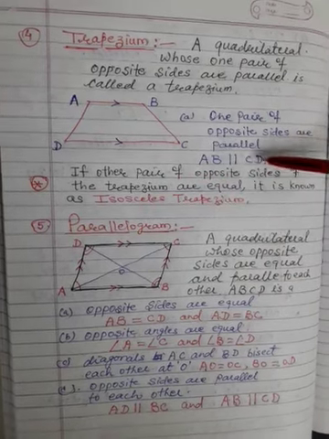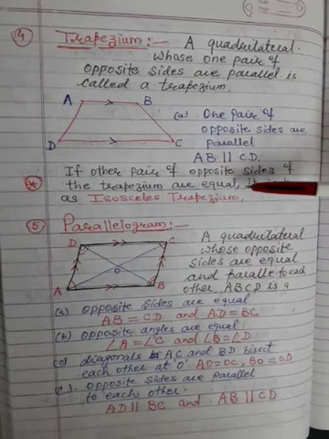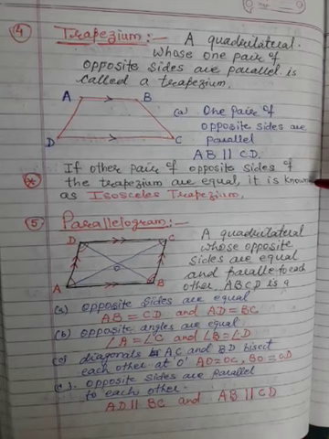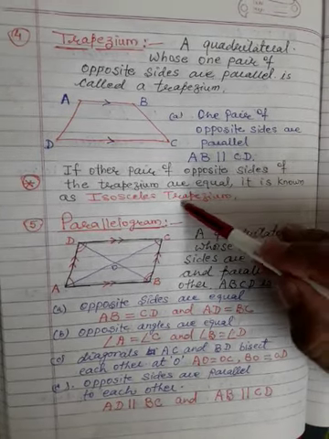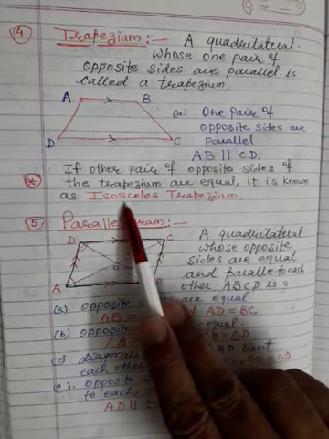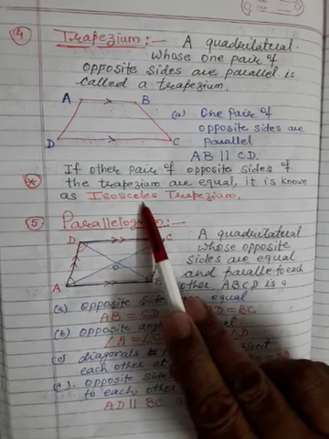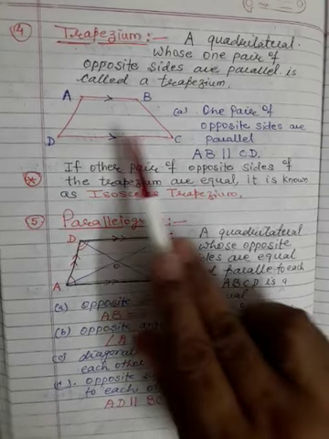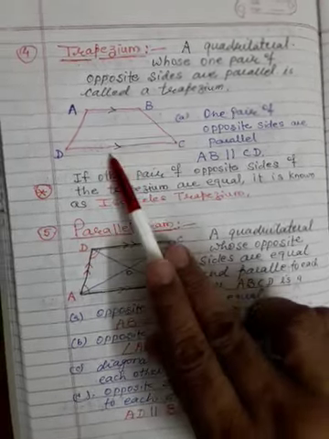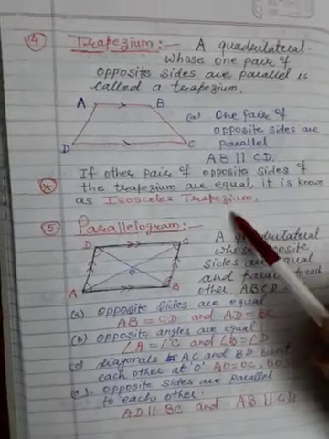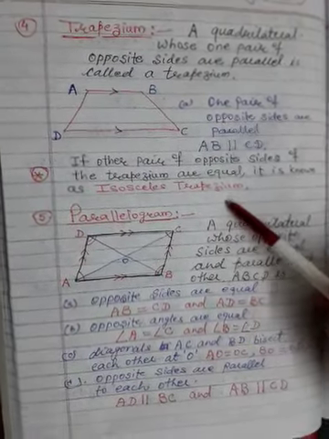If the other pair of opposite sides of the trapezium are equal, then it is known as the isosceles trapezium. Isosceles means that two sides are equal. So if the non-parallel sides, important word, are equal, then it is called the isosceles trapezium.